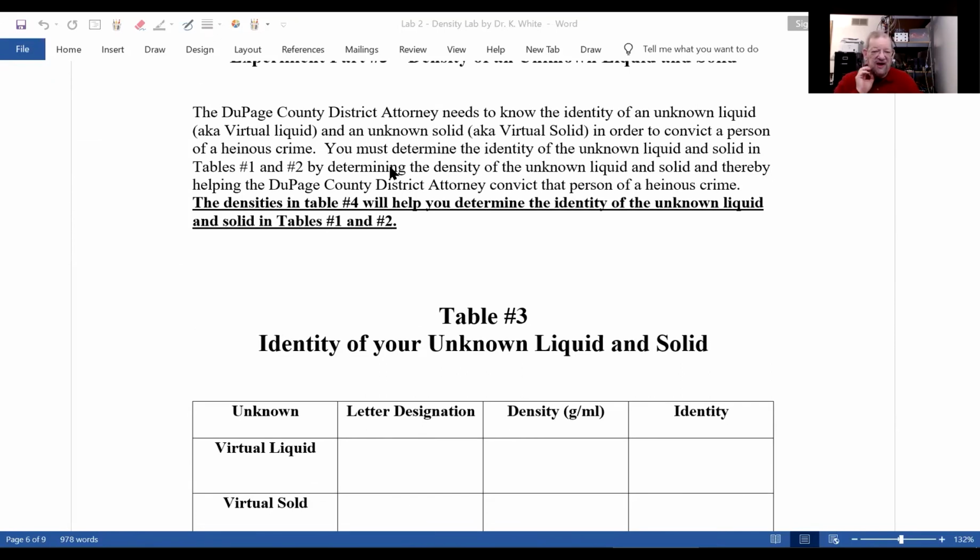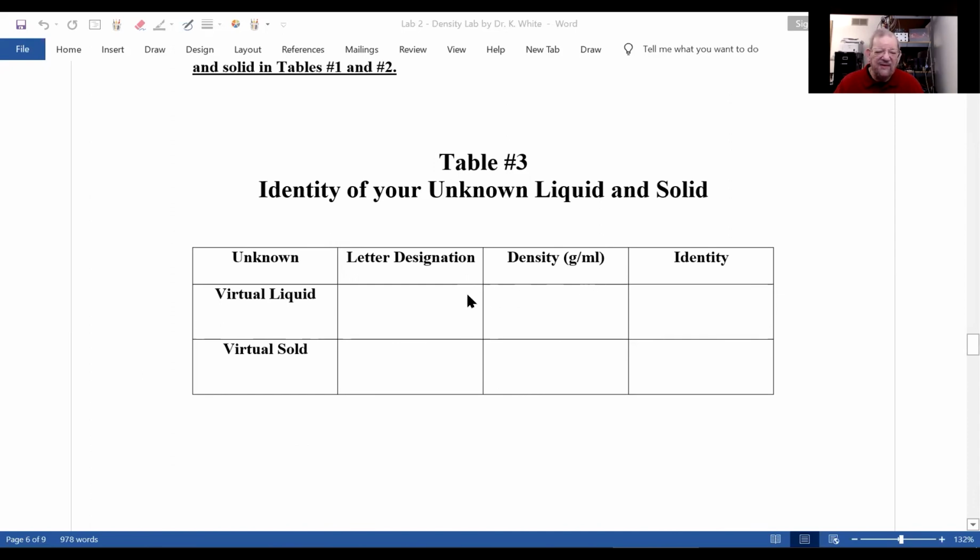You must determine the identity of the unknown solid and liquid in tables 1 and 2 by determining the density of the unknown liquid and solid, and thereby helping the DuPage County district attorney convict that person of a heinous crime. I'll let you fill in the blank for what the heinous crime is. How do you do that? The densities in table 4 will help you determine the identity of your unknown liquid and solid in tables 1 and 2. And here, whatever letter designation used above, what was the density you got, and put in the identity.